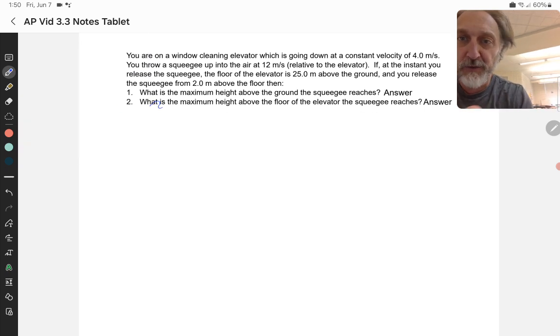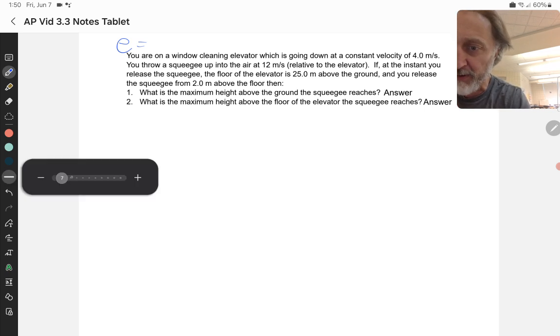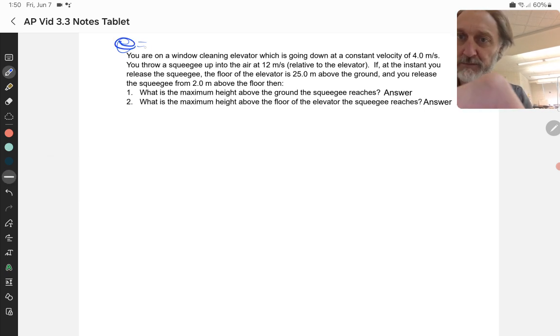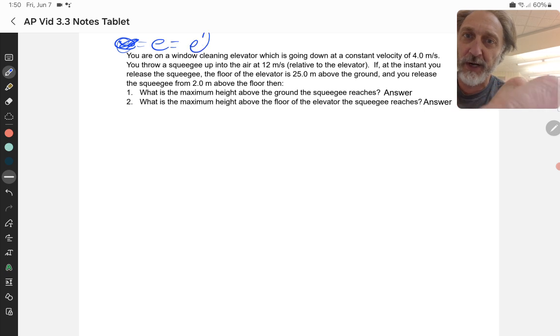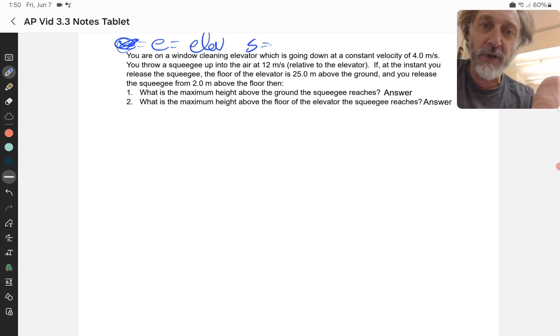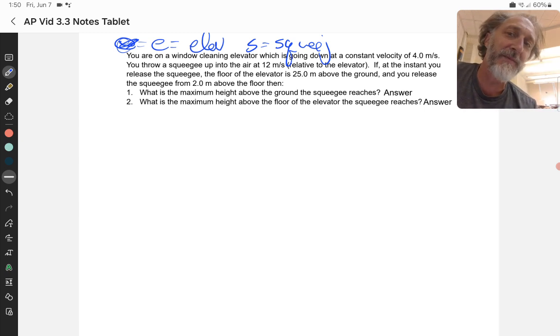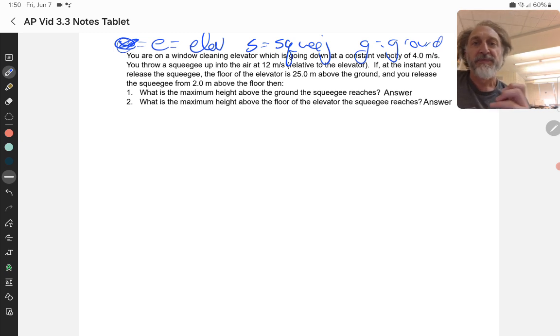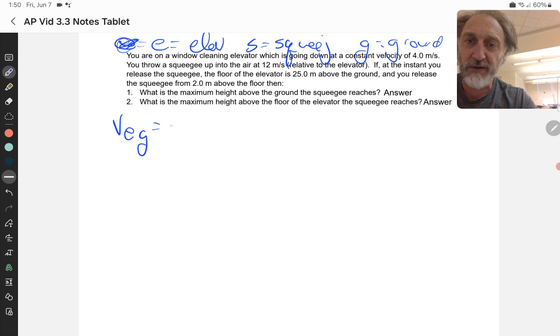So in this problem, E is going to be our elevator. You're going to throw a squeegee. That's one of those little cleaning things, right? S is going to be our squeegee. And then I guess we'll use G for ground. All right. So the velocity of the elevator relative to the ground is negative 4 meters per second.